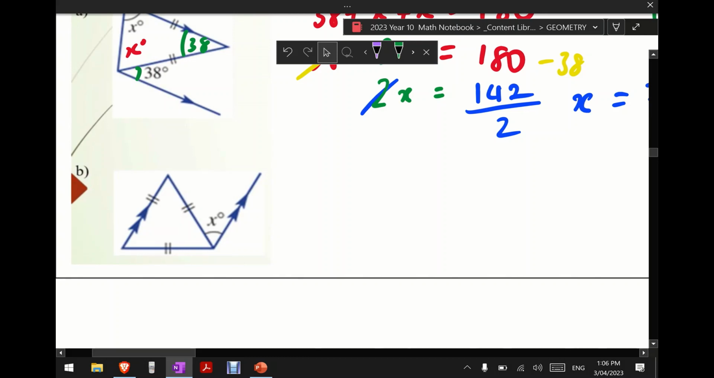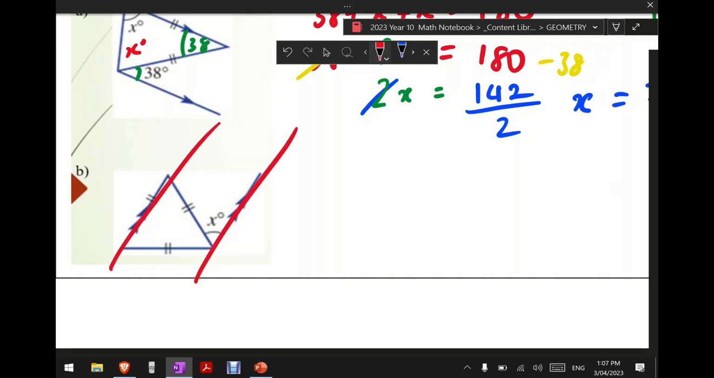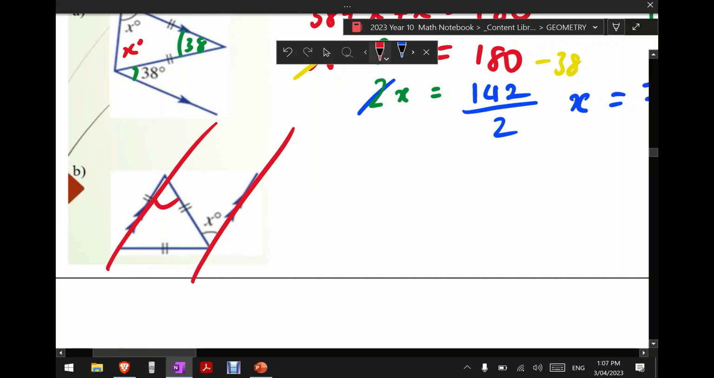We don't know what it is, but we know, at the very least, look at the parallel lines. Does it have an alternate somewhere? Where is it? On the top. So this guy has to be x as well. Now, because it's an equilateral, remember equilateral, all three sides have to be the same. So that means all of these are the same angle. They're all x's. So if I did it like this, x plus x plus x, it's a triangle.